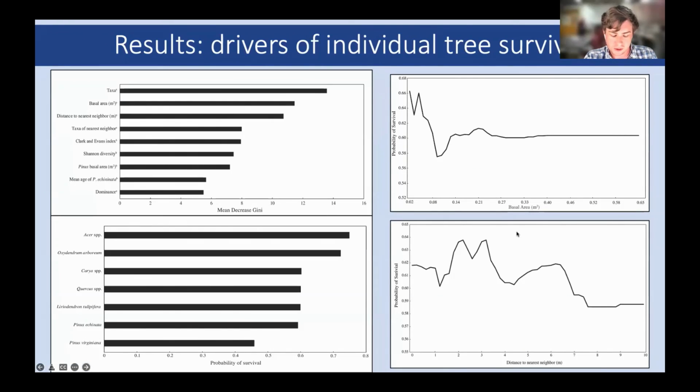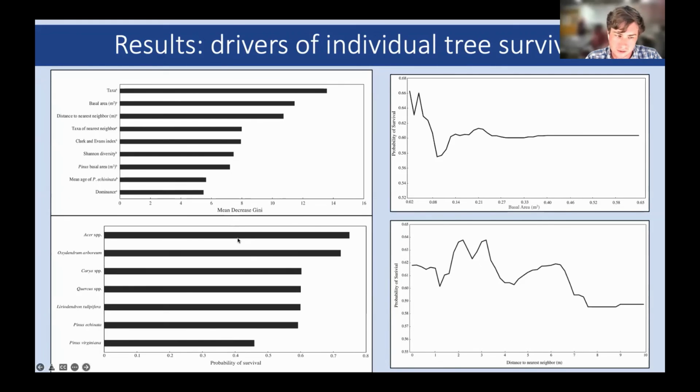And then here's some results from the second objective, where we wanted to infer the individual tree and neighborhood scale characteristics that influence survival. So variable importance. On the top left figure, we go from most important to least important. Taxa was the most important, followed by basal area, and then distance to nearest neighbor.